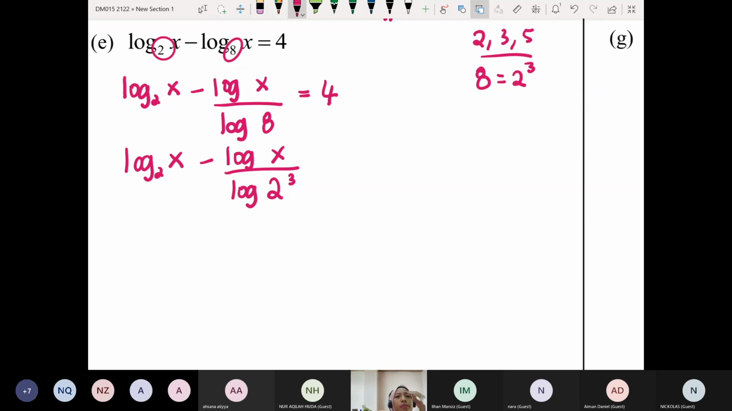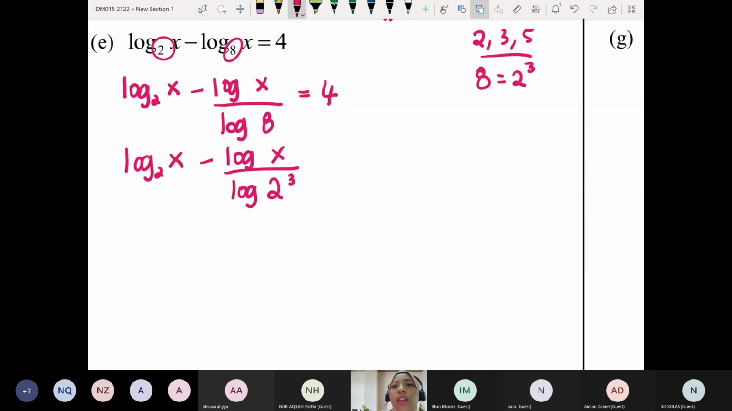Okay, log 2 cube. Okay, kalau macam tu, kita jangan introduce base 10. Sebab apa? Kenapa jangan introduce base 10? Sebab nanti you ada sampai 2 benda. You ada base 10, you ada base 2. Menyusahkan hidup you. Apa yang you buat?